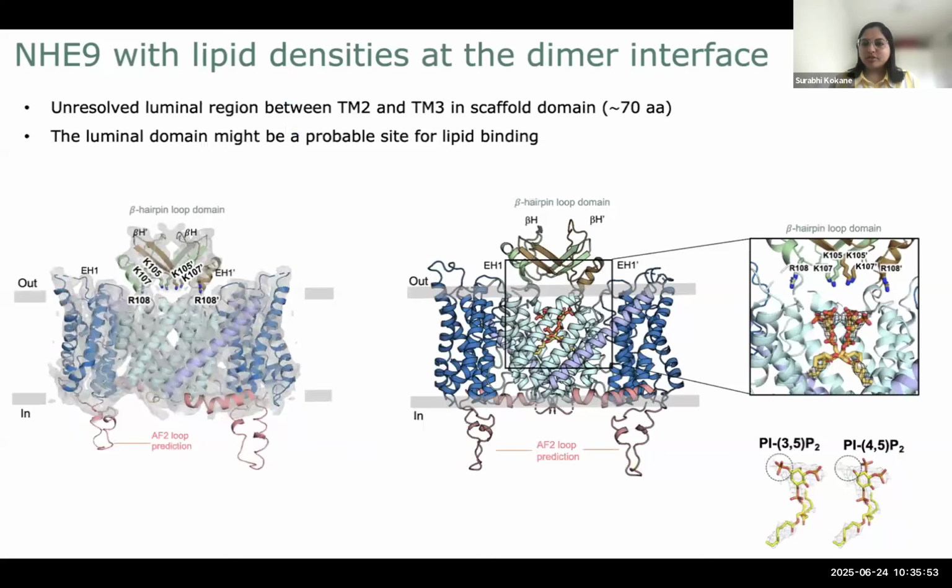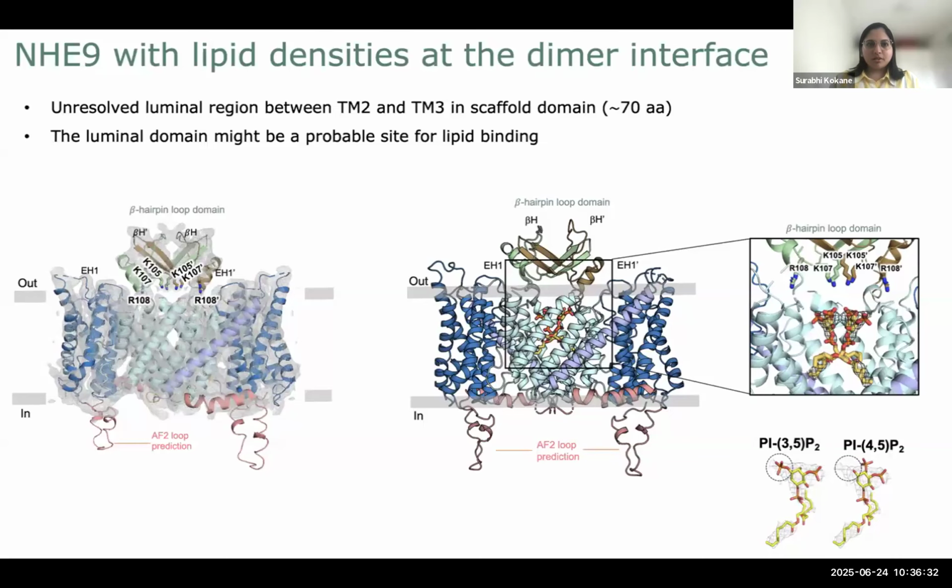When we had this structure, we could see there are some lipid densities at the dimer interface, and the positively charged lysines cluster above these lipids. Initially we thought that the lipid would be PI(4,5)P2. So we were trying to model that, but the density was more clear for PI(3,5)P2. It also made sense physiologically, because NHE9 is localized to late endosomes, and the major lipid found in late endosomes is PI(3,5)P2. So all of that made sense.